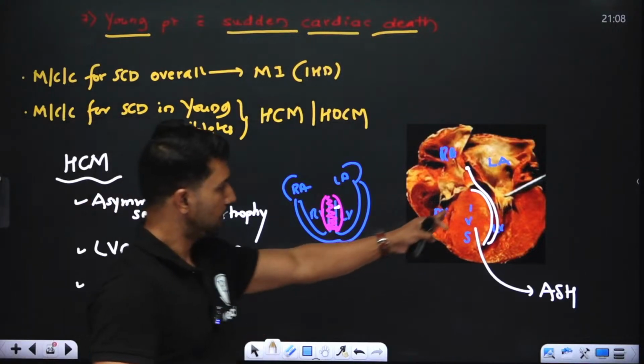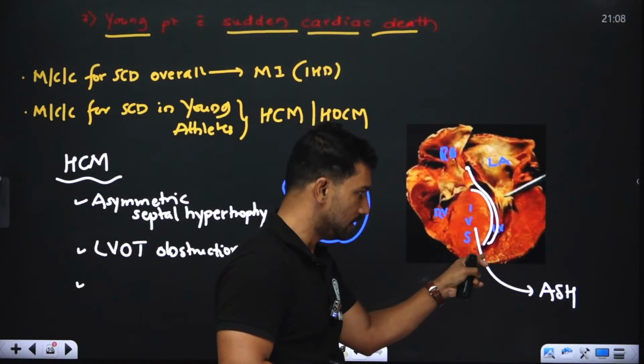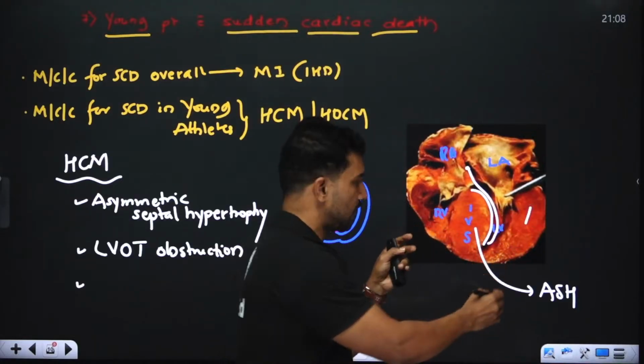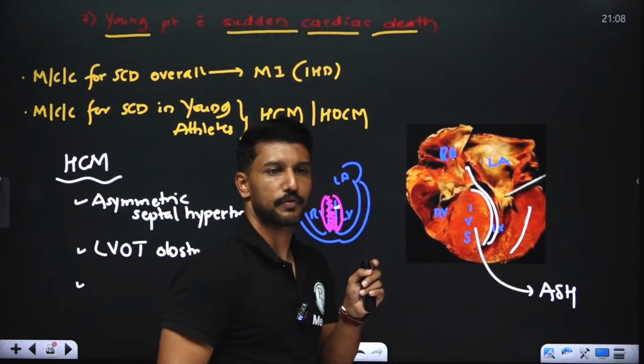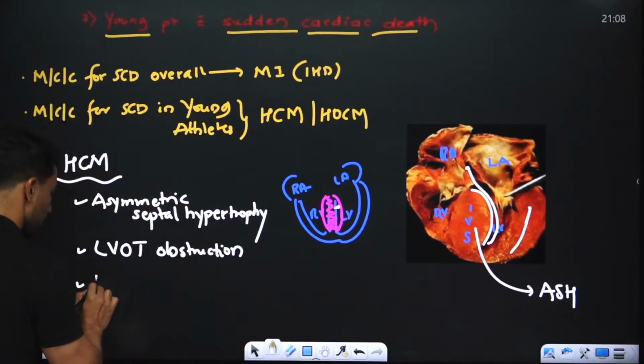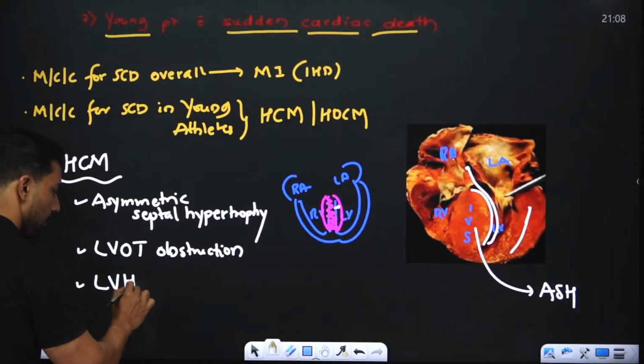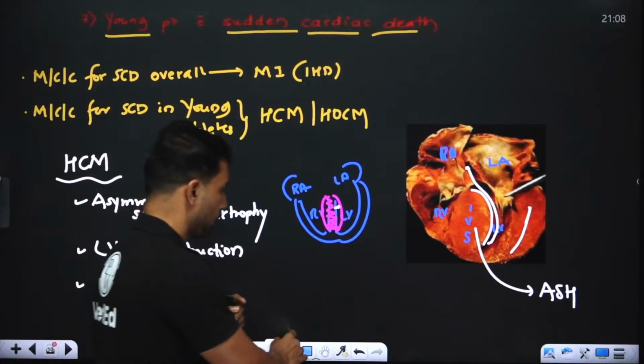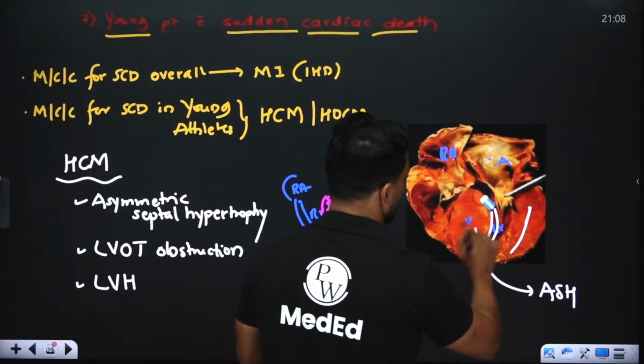Third, it's not just the interventricular septum, even the free wall of the left ventricle is enlarged, right? This is the free wall of the left ventricle which is enlarged. So I will call it left ventricular hypertrophy. Left ventricular hypertrophy. Okay.